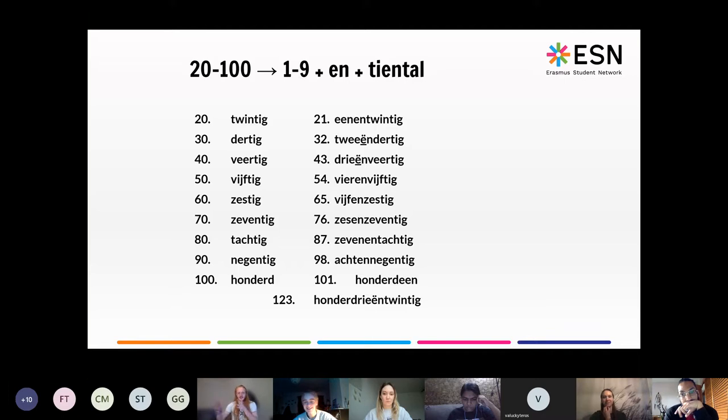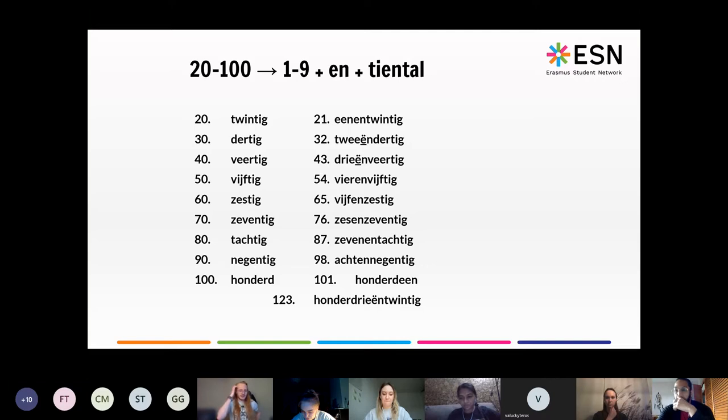Is it 32? I do not know how. Please help me, someone bring him some structure. But luckily, there's the humble diaeresis, the umlaut. If you put it on top of the letter, it means, oh yeah, this is the start of a new syllable. So it is 32, 43. And for the rest, you don't really need them because they don't end on an E.